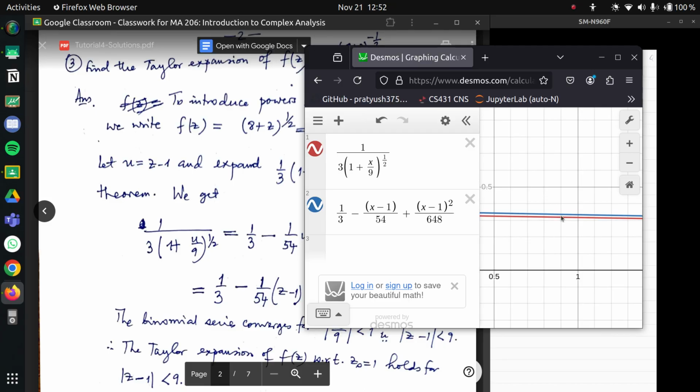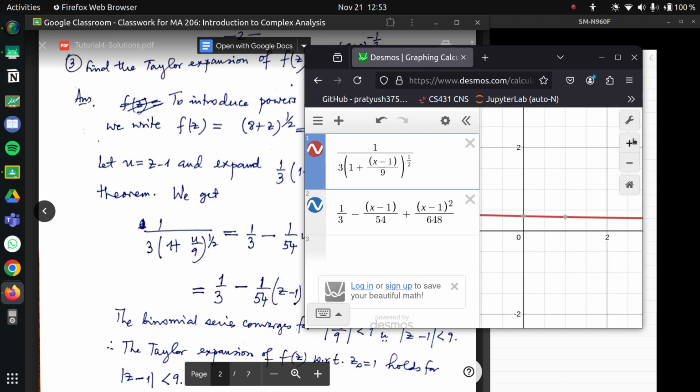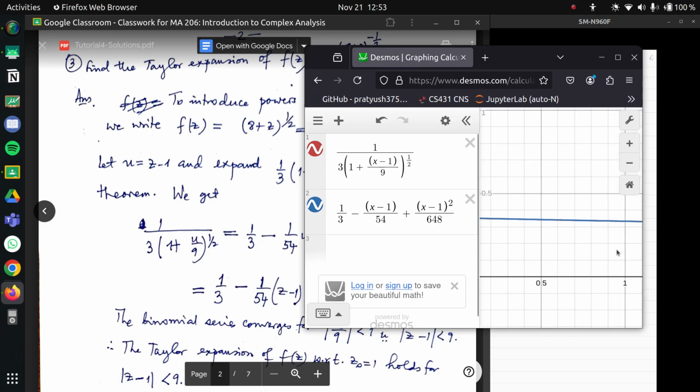Wait, what? This is supposed to be exactly the same at z equal to 1. Oh, it's x minus 1 over here. Sorry for that. Oh, what happened? Is it there or not? Okay, it's exactly converging. Something weird happened. Why is this actually working when it should not be working? What the hell?